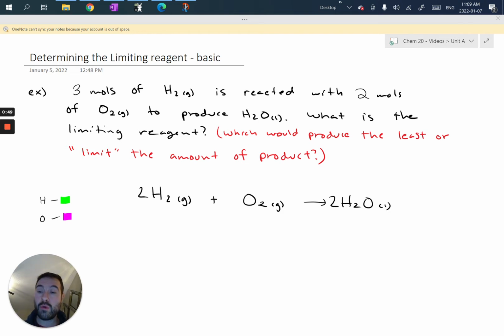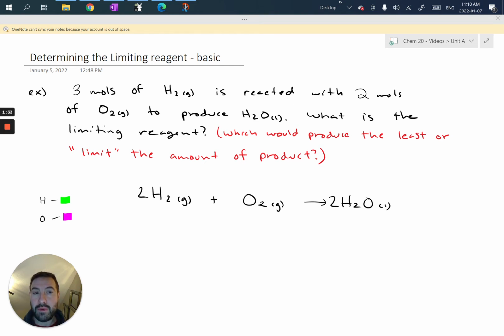I'm going to show you two ways of thinking about limiting and excess reagents. First, I'm going to use a model, and then we're going to use some math and stoichiometry. Here's a practice question for us. If I react 3 moles of hydrogen gas with 2 moles of oxygen gas to produce water, what is the limiting reagent in this equation? A little hint: if I'm giving you the amounts of both reactants, it's a limiting-excess stoichiometry question. You're going to have to figure out which one's the limiting, and then sometimes you need to do something with that.